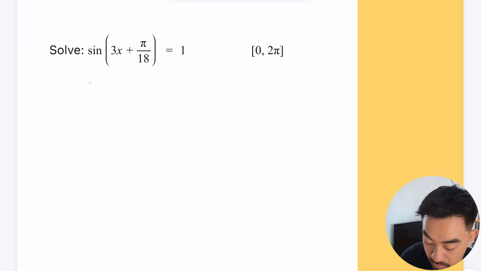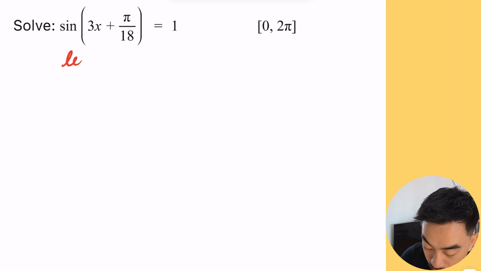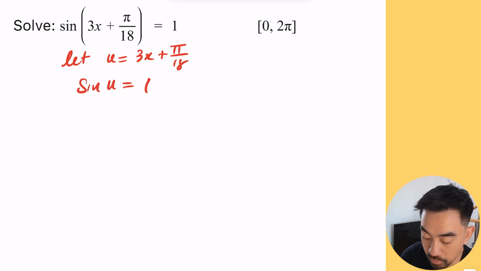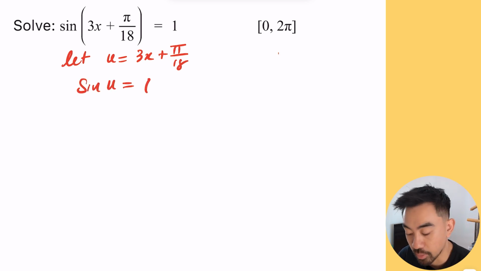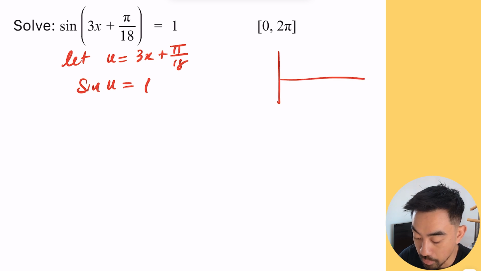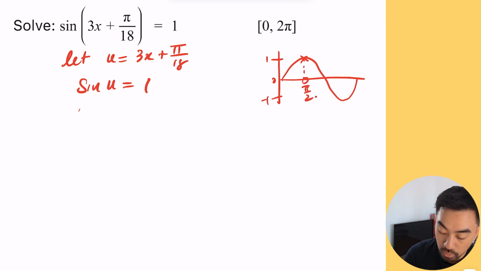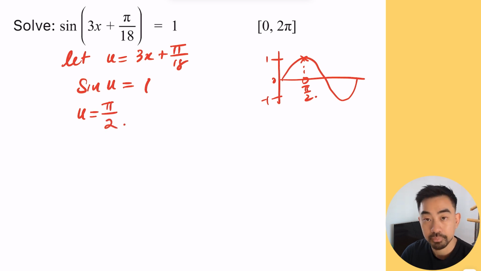Same process. Let u equal 3x plus pi on 18. So sine u is equal to negative 1. Now, hopefully you remember from the other example, similar boundary angle this time, but we want negative 1. So that's going to be pi on 2 there. So u is equal to pi on 2.